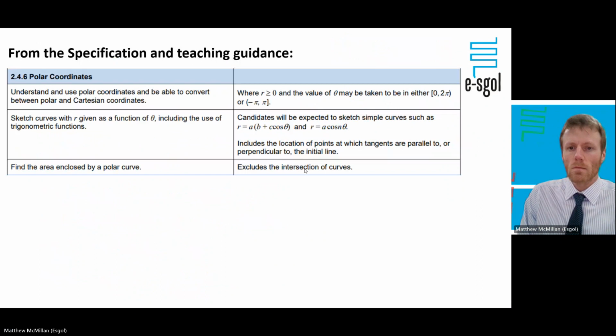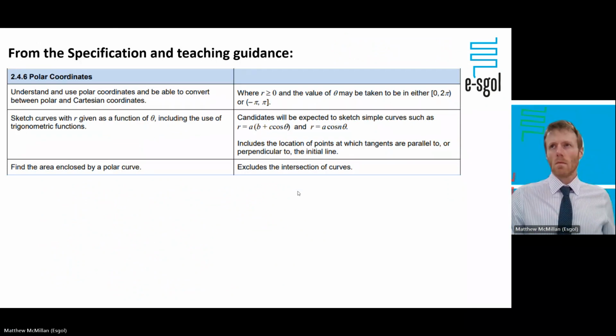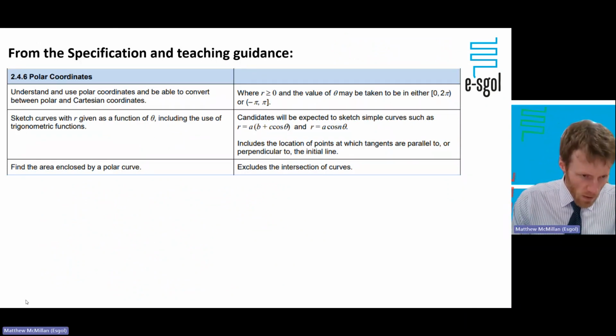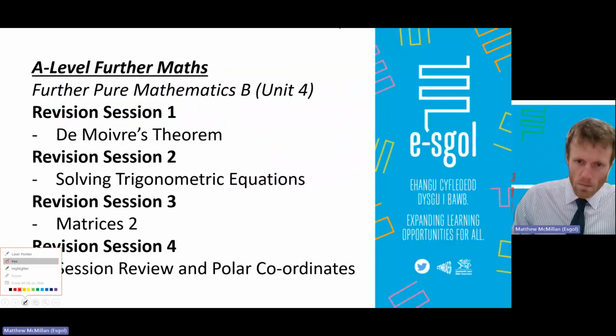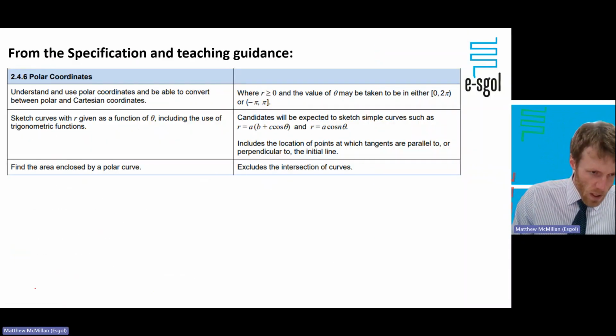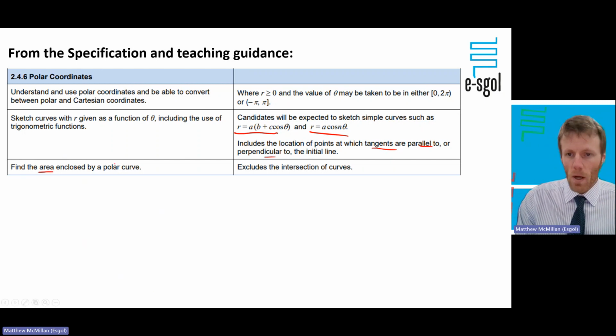Now, I think we've managed to cover everything that I wanted to cover. So we've had a look at understanding and using polar coordinates and converting. We've done a little bit of graph sketching and picked up that these two are the ones in the teaching guidance, most likely the ones that you might get asked about, but you could get asked about others. Thought about tangents, parallel and perpendicular to the initial line, and then thought about finding the area enclosed by a polar curve.